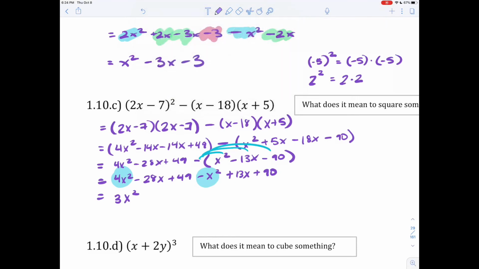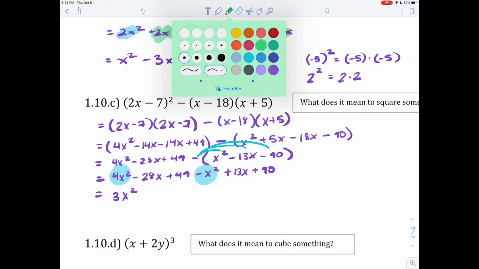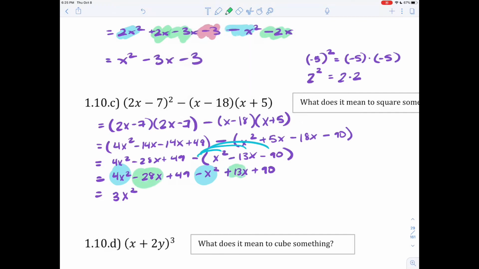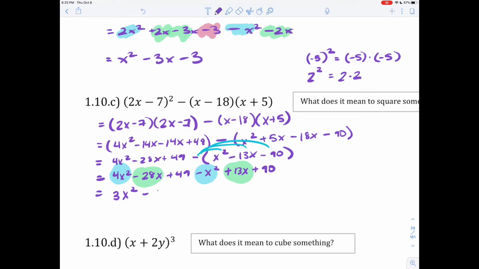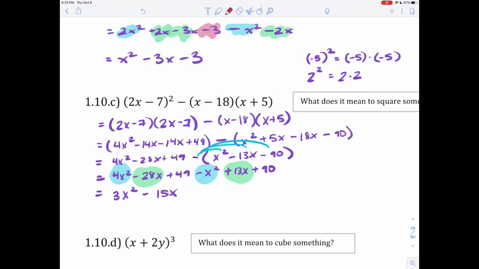Next here, we have our negative, whoops, that's a pen. Negative 28x and positive 13x, and that gives us our negative 15x. And last but not least, everyone's favorite, our constants. We have positive 49 and positive 90. Those add to give me positive 139.